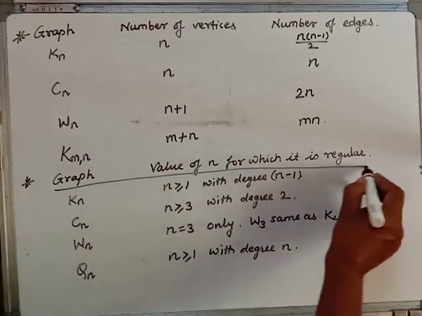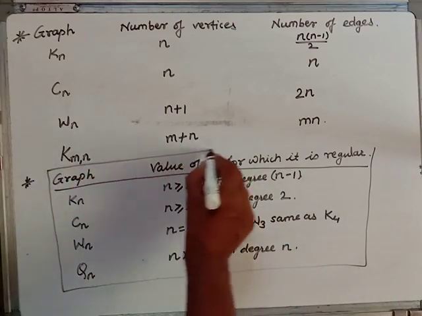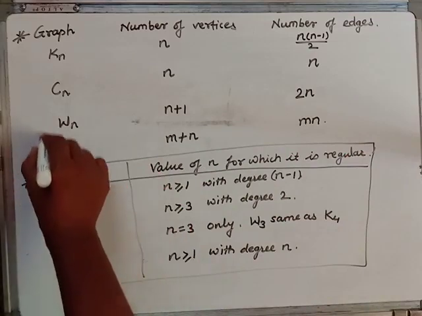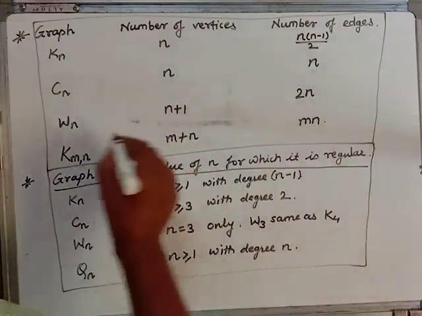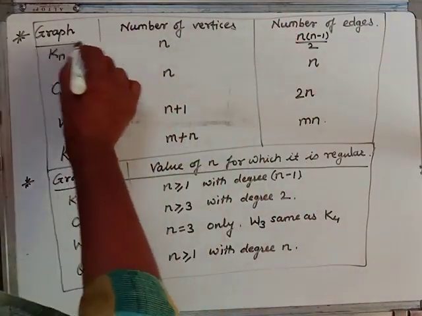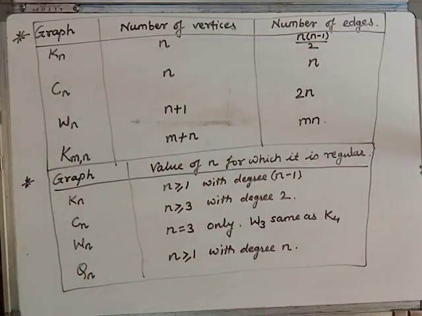These are two tables you can remember as standard things. Now we will stop here for this video. In the next video I will take representing graphs and graph isomorphism. Thank you.